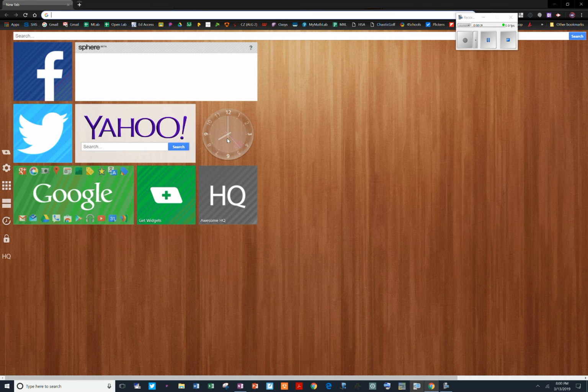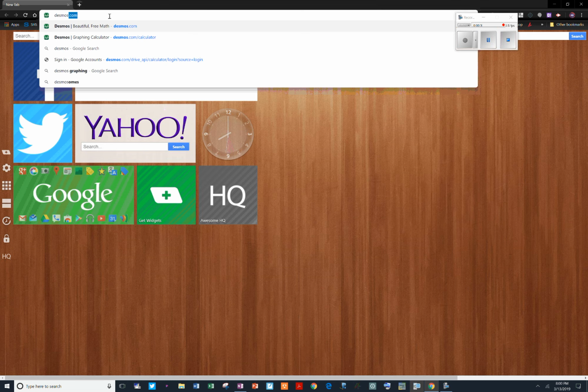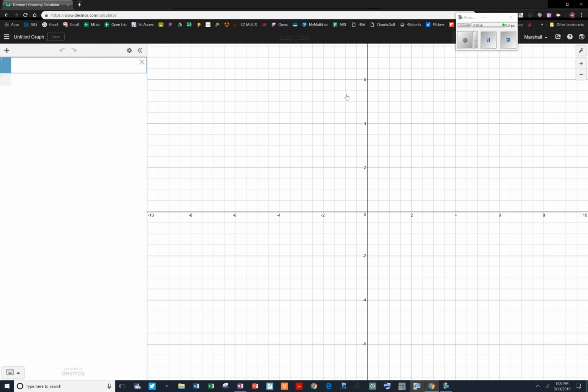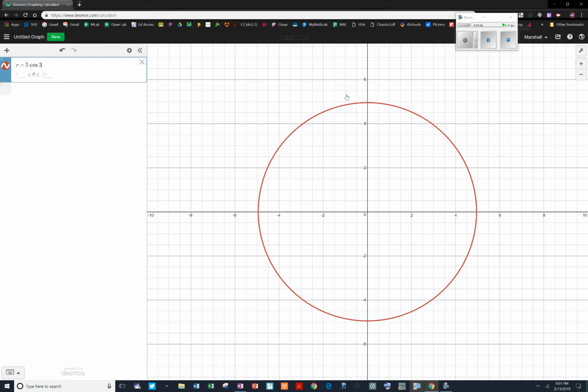Chrome browser tab and get yourself to Desmos. All you have to do is just type in desmos.com. Just click Start Graphing and plug into the empty box here with the cursor blinking in it. Just type in R equals, which means that we're going to be doing a polar graph. Let's start with, I don't know, how about 5 cosine of 3 theta.